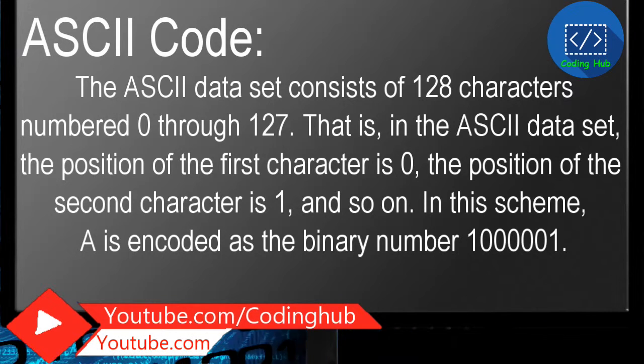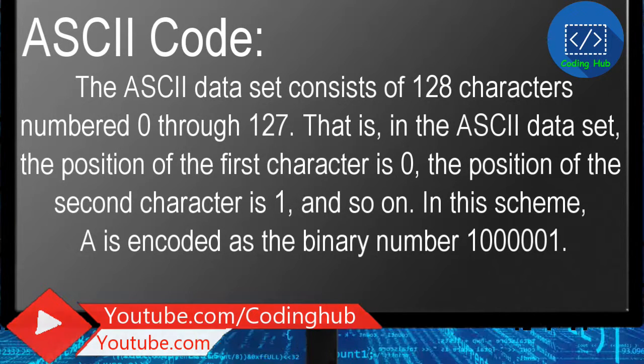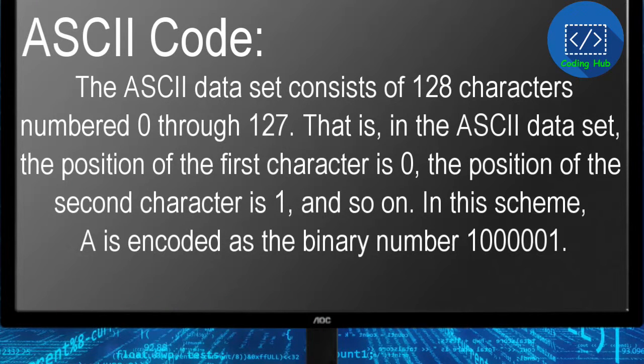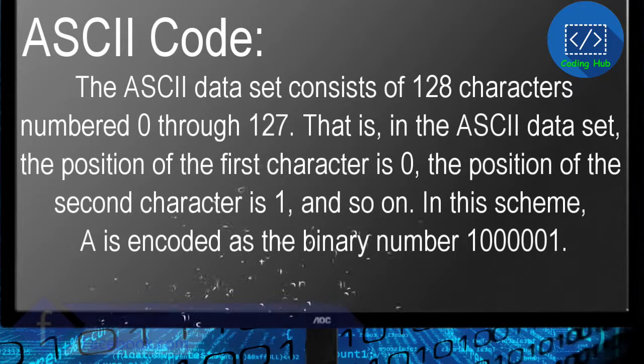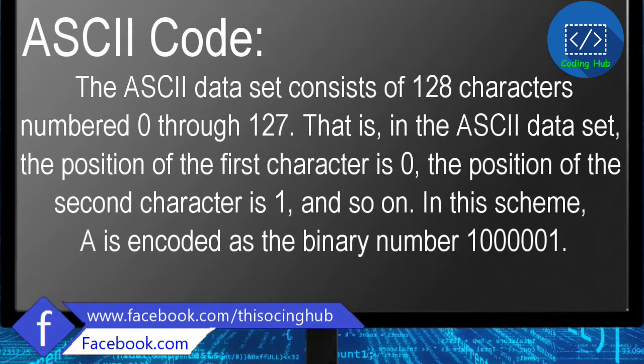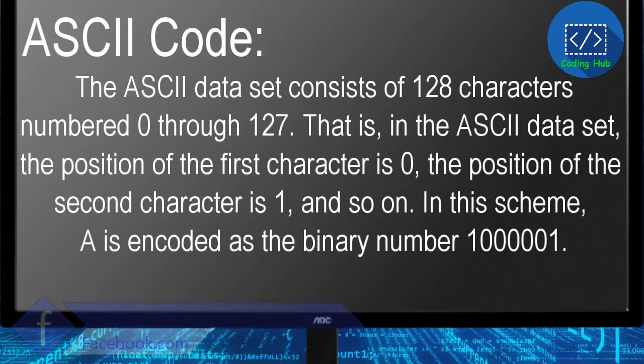The ASCII data set consists of 128 characters numbered 0 through 127. That is, in the ASCII data set, the position of the first character is 0, the position of the second character is 1, and so on. In this scheme, A is encoded as the binary number 1000001.